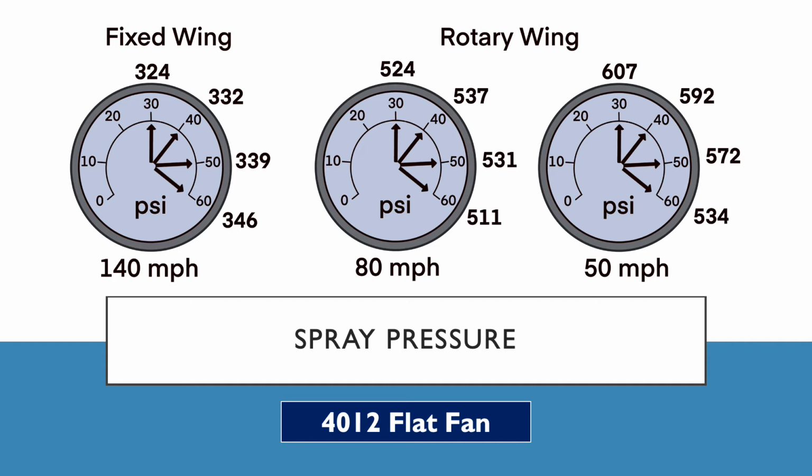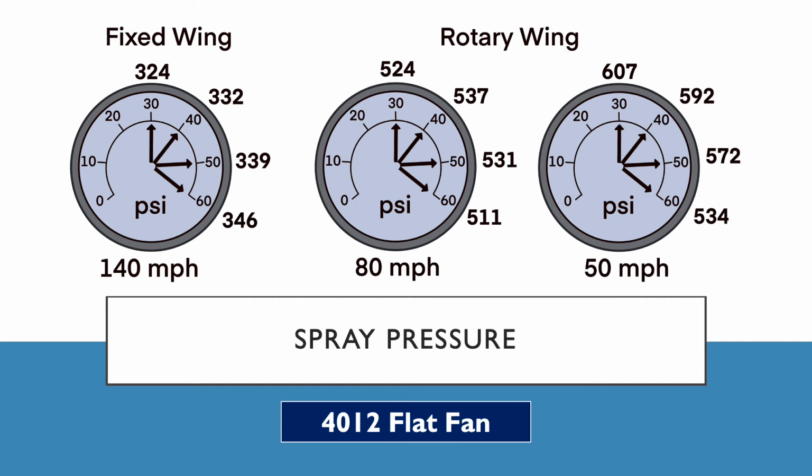So for the same 40-12 nozzle at 80 miles an hour, we see a slight increase in our VMD from 30 to 40 psi, going from 524 to 537, and then a constant decrease in VMD as we increase our pressure further to 60 psi. We see it going down from 537 to 511. Likewise, for the 50 mile an hour airspeed, we see a constant decrease in VMD from 30 to 60 psi, with our VMD reducing from 607 down to 534.